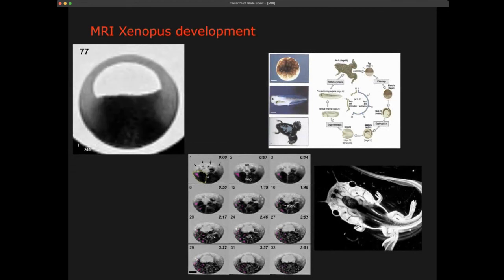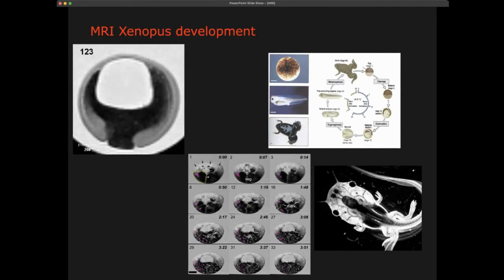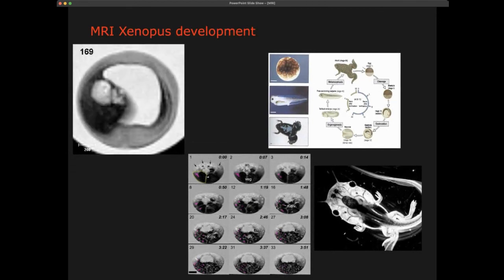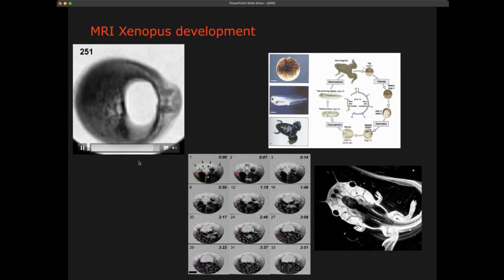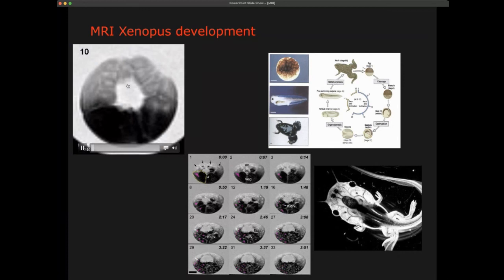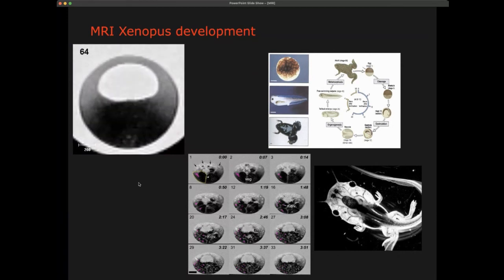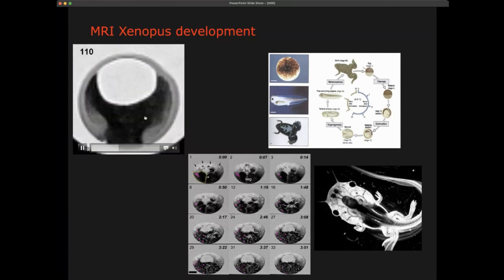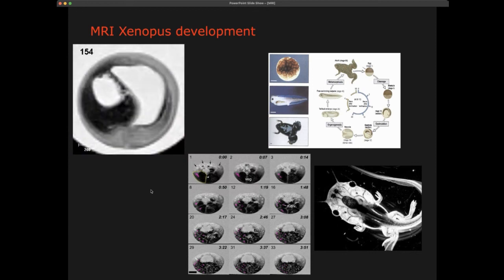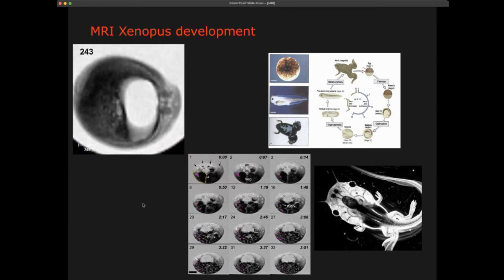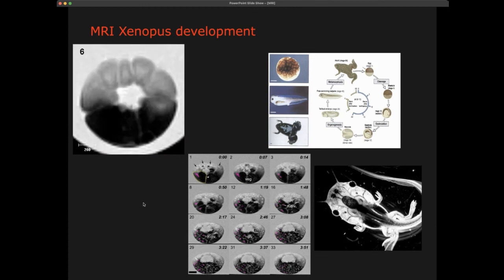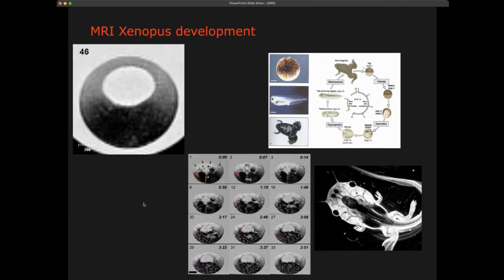You can actually go further. You can use this also for research. You can do continuous imaging over a longer period. And so here you see a nice example of development, in this case of Echinopus. That's the early development of some type of frog, where you can really see how this is going on. This is, of course, done, because it's very small, in a very high field scanner. And this is done over a longer period of time.